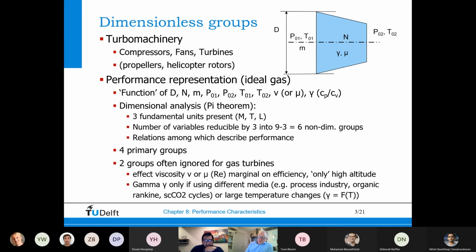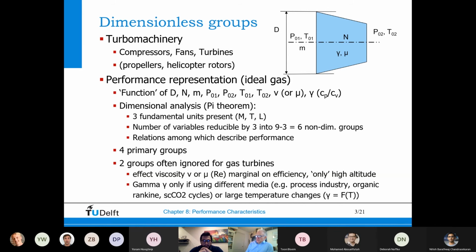These 6 non-dimensional groups are then 4 primary groups and 2 groups that we often ignore because they don't have a big effect. And those are viscosity, which has a marginal effect, which affects Reynolds, and it has a marginal effect on efficiency, only for, well, particularly aero engines, what we're talking about, we take this effect into account because at high altitude the Reynolds number is substantially different from sea level, and then it has a small effect but a significant effect on the efficiency.